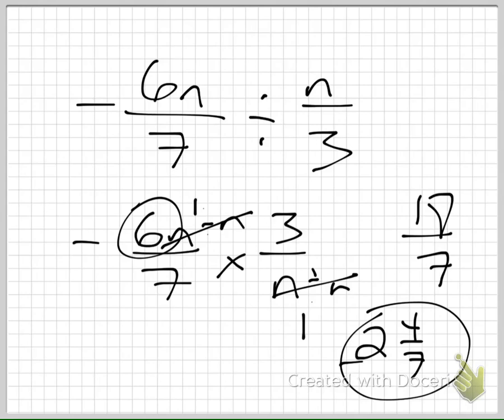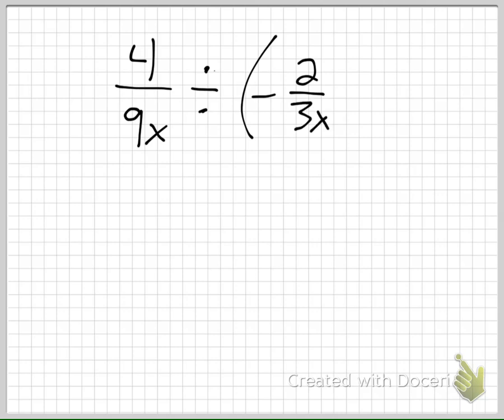Did anybody get that? Okay, try 4 over 9x divided by negative 2 over 3x.